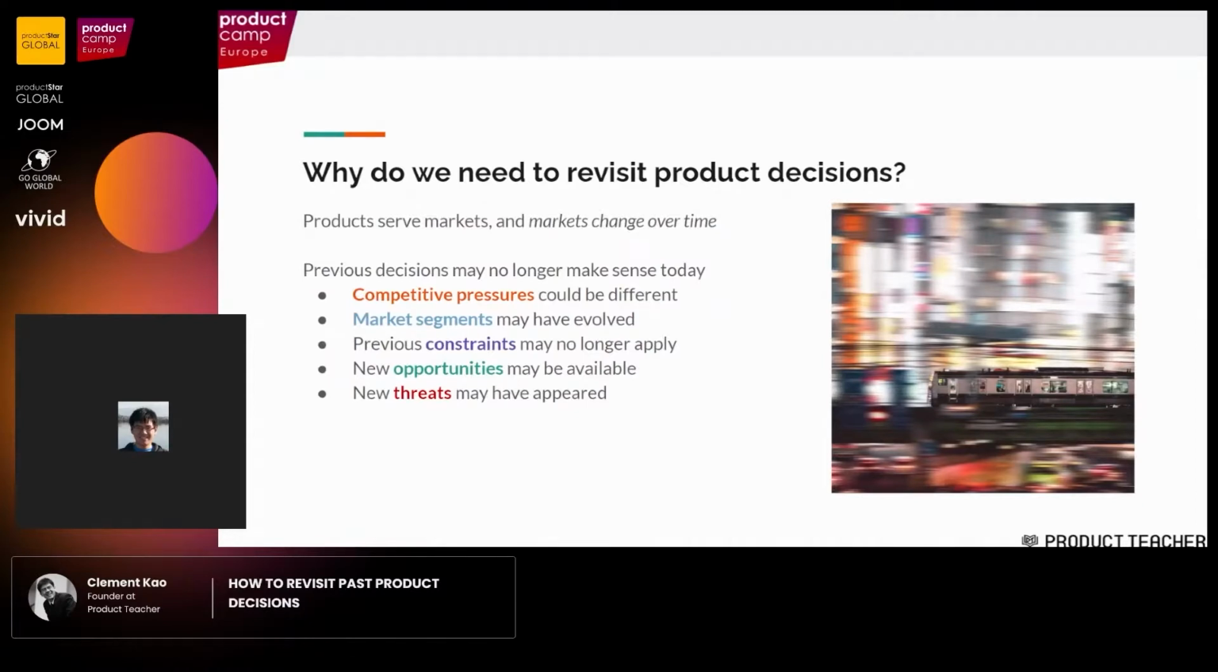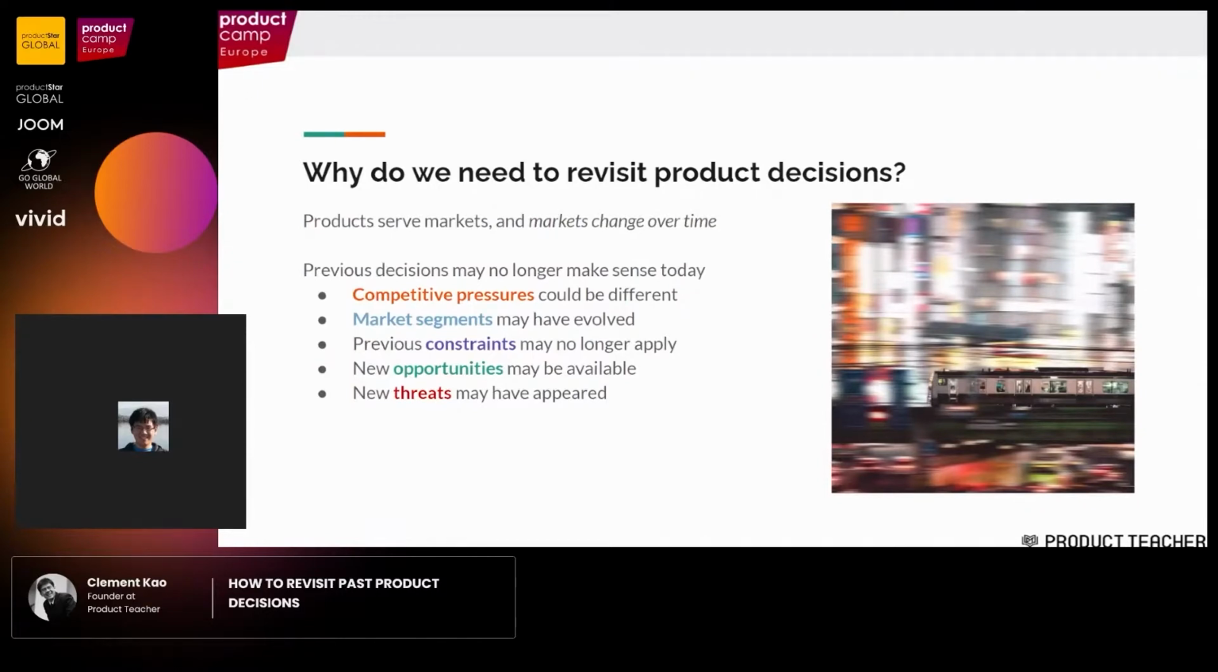But that's not really a fair assumption to make, because we need to remember that our products are serving markets, and markets are always changing over time. Our previous decisions were made in a very specific set of contexts, right? And the decision may no longer apply today. The competitive pressures could be completely different. There could be new competitors who are now in the space. There could be competitors who have left. Our original target market segments could have shifted over time. They could have gotten larger, smaller, their needs could have shifted. The previous constraints that we were under when we were building our products, marketing our products and getting them to market may no longer be in play anymore.